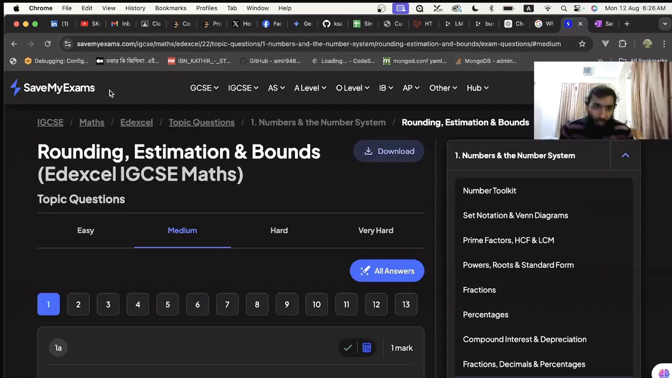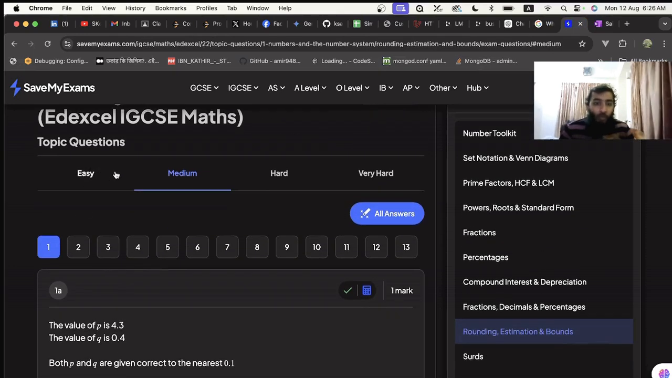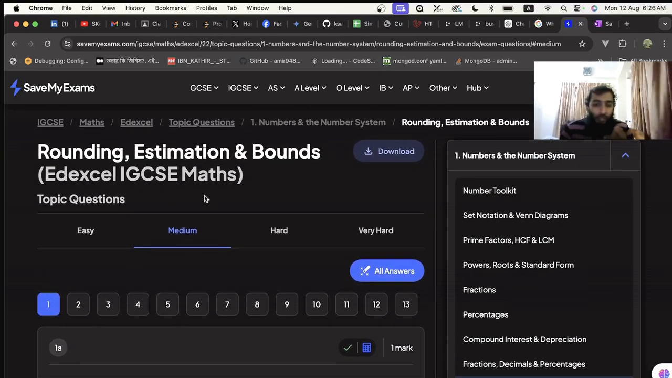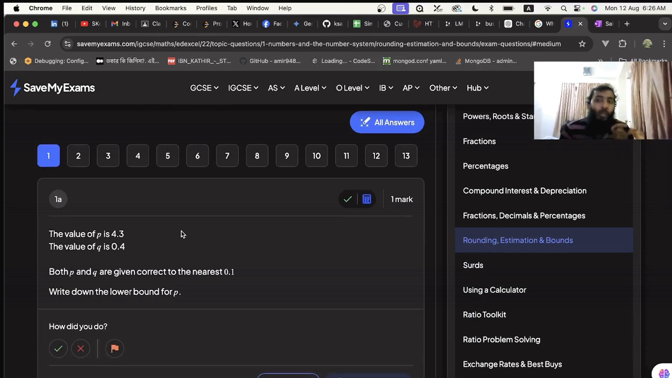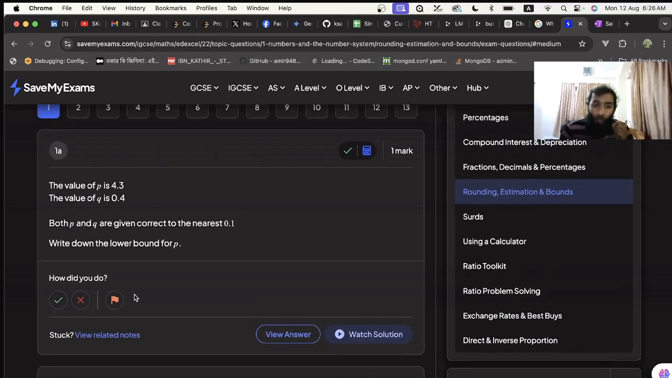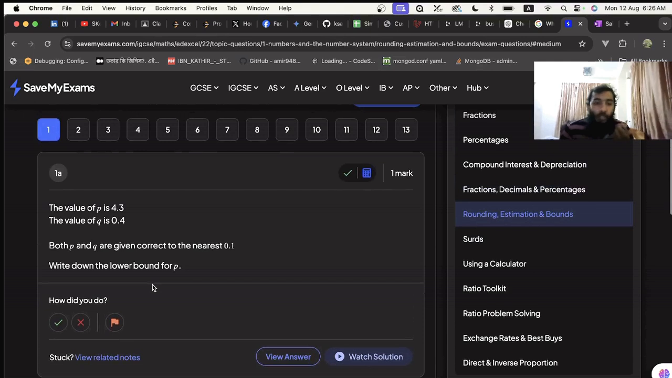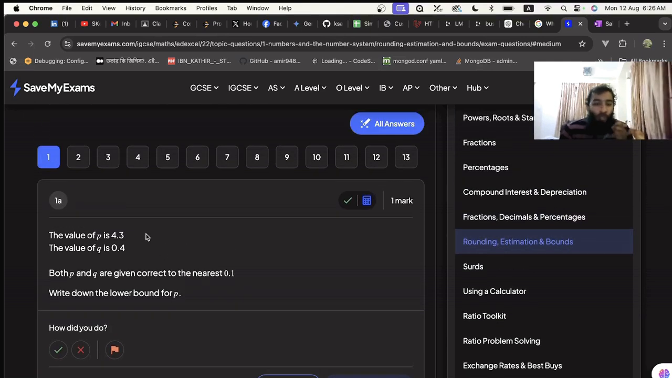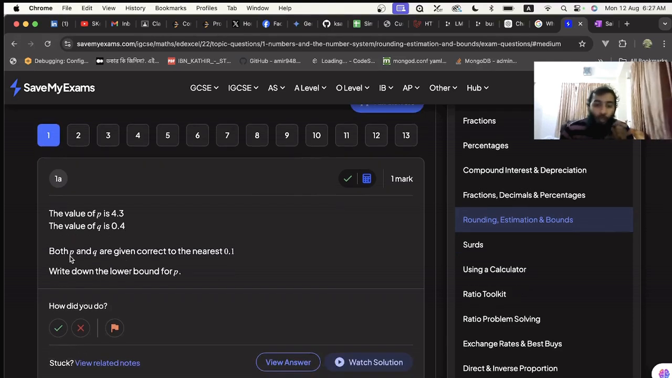I have used this Save My Exams platform, and I am going to focus on medium category problems. There are 4 categories here: easy, medium, hard, very hard. I will only focus on the medium categories, and let's look at the first problem, which has 2 parts, 1A and 1B. For the first part, it says the value of P is 4.3 and the value of Q is 0.4. Both P and Q are given correct to the nearest 0.1.